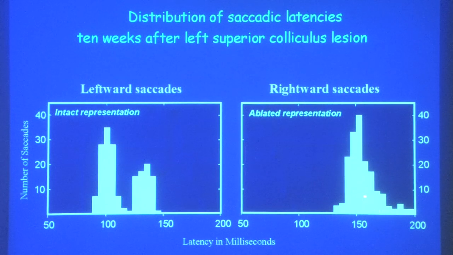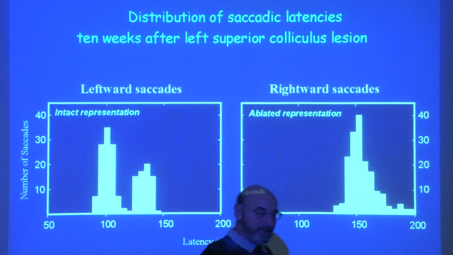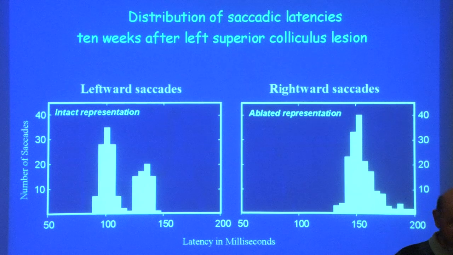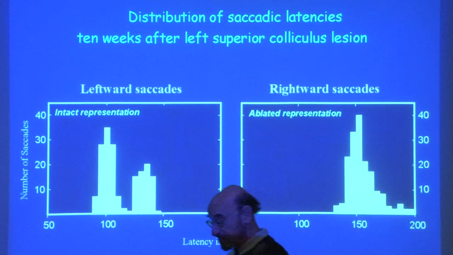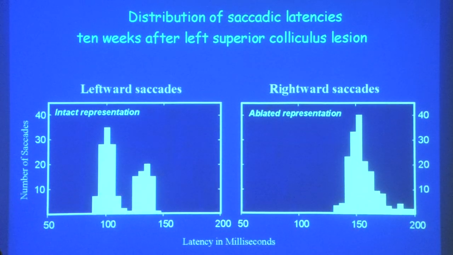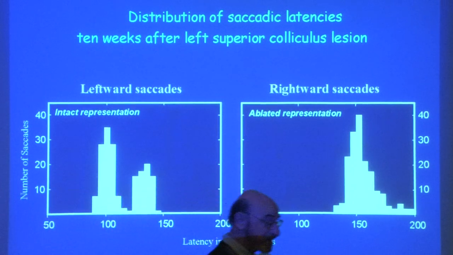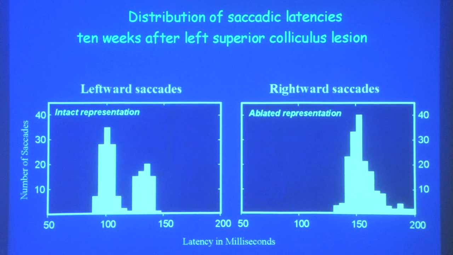And even the regular saccades have a longer latency than the ones to the intact side. And these are collected at the same time. The monkey's sitting there with his head fixed, and sometimes the target appears on the left, sometimes on the right. You collect hundreds and thousands of trials that way, and you test this over various time periods. This is 10 weeks, 2.5 months after the lesion. And even if you test the monkey a year later, you still get the same effect.